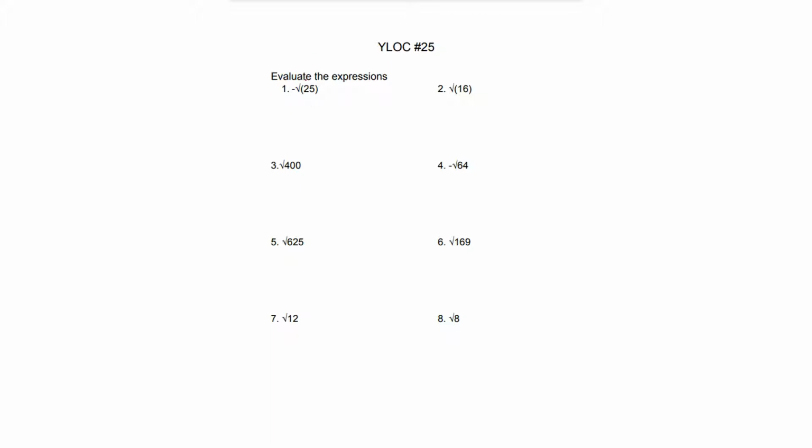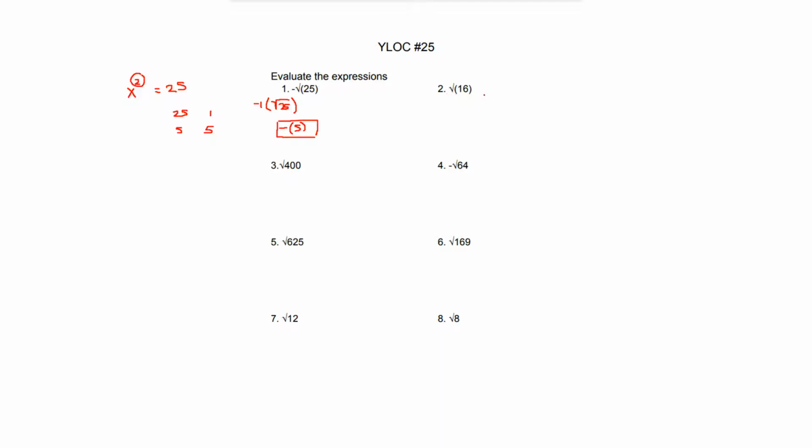For this first part, we need to evaluate the expressions. So for number one, we have the square root of 25 times the negative 1. And a square root is basically the inverse of taking the square of something. So what this is asking us is what times itself, or what squared, equals 25. So if we look at the factors of 25, we have 25 and 1, and 5 times 5. So the square root of 25 is going to be just 5. So it's going to be negative 5 for our answer.